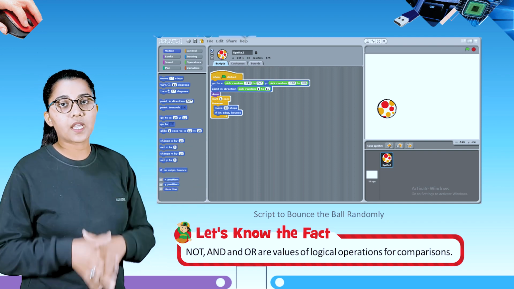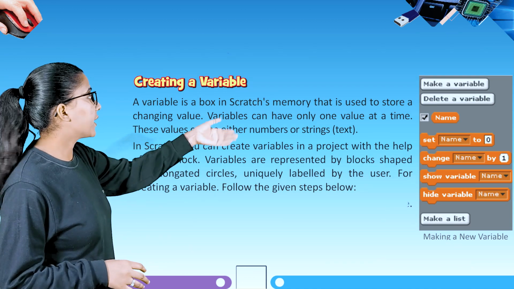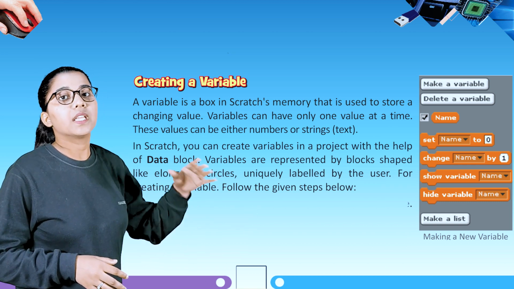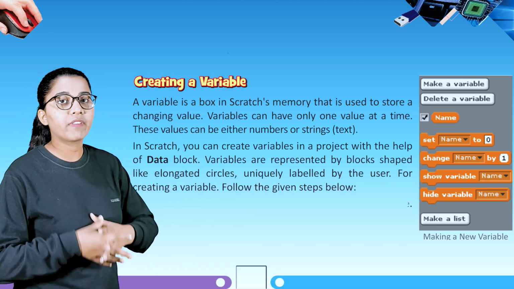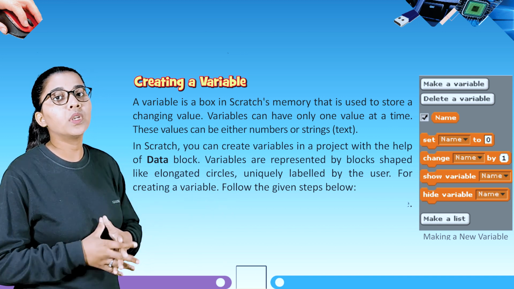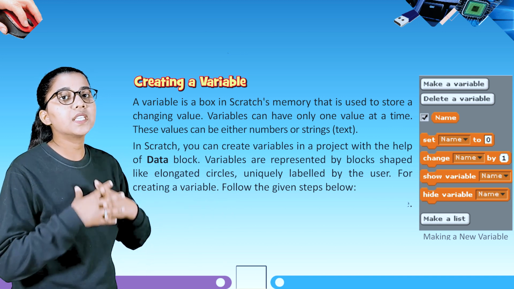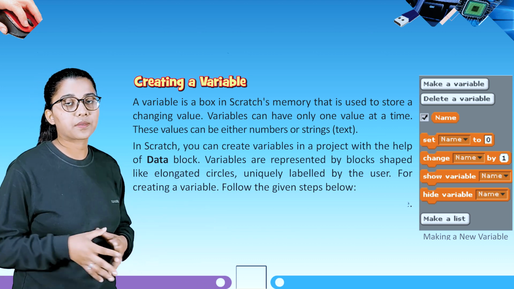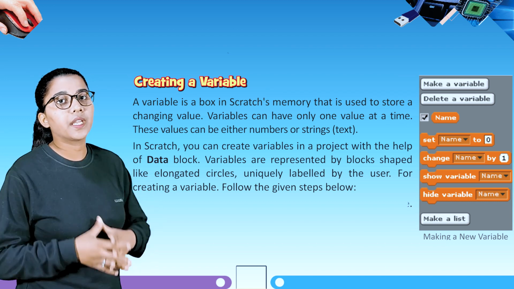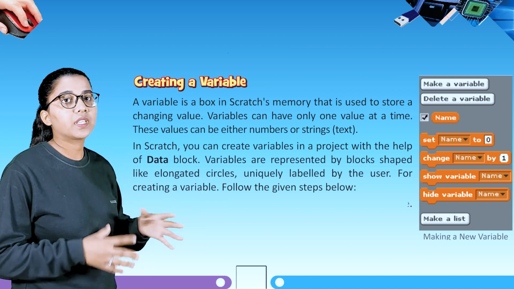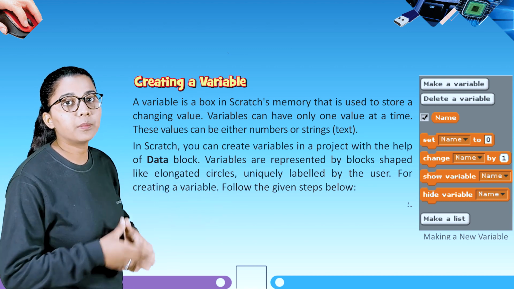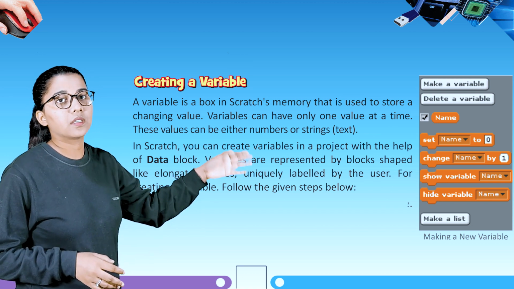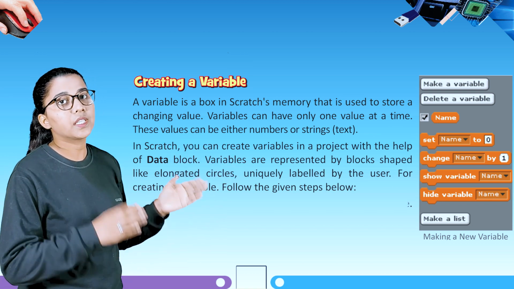So now students, let's start our new topic, that is creating a variable. A variable is a box in Scratch memory that is used to store a changing value. A variable can have only one value at a time. These values can be either numbers or strings, that is text. In Scratch, you can create variables in a project with the help of data blocks. Variables are represented by blocks shaped like elongated circles uniquely labeled by the user.